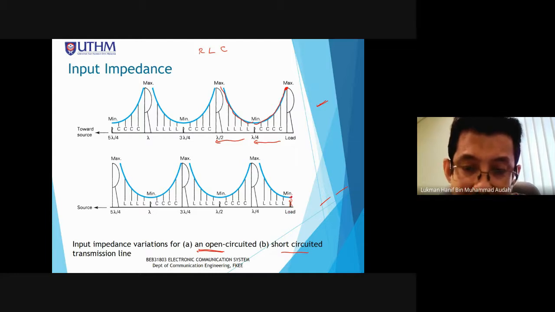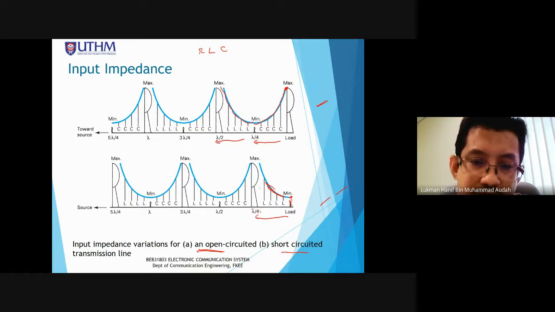Ini short circuit. Dan apabila kita bergerak daripada load sepanjang lambda over 4, this transmission line, the value of L becomes bigger. Okay, dia bersifat inductance. Dan apabila pada nilai lambda over 4, dia akan bersifat resistive. Nilai resistive value will be maximum. And if we move another lambda over 4 sehinggalah lambda over 2 here, this transmission line akan bersifat capacitance. Okay, dia akan bersifat capacitance sehinggalah lambda over 2 yang mana dia akan bersifat capacitance dengan nilai minimum.